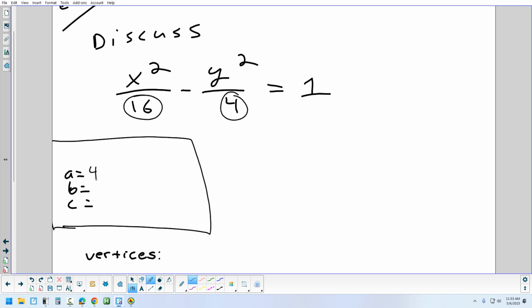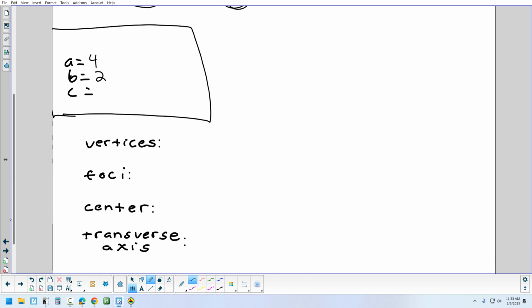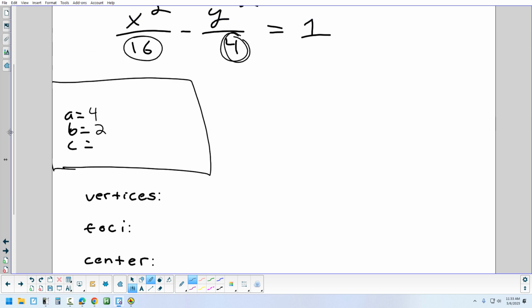That's A. How about B? 2. Square root of the second number. Now, if they don't ask about the foci, then don't worry about C. But they do, so you need C. What's the formula to get C, as long as you know A and B? C squared equals A squared plus B squared. So that means C squared is 20, and the square root of 20 is 2 root 5.